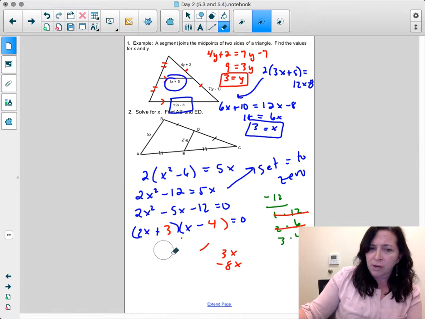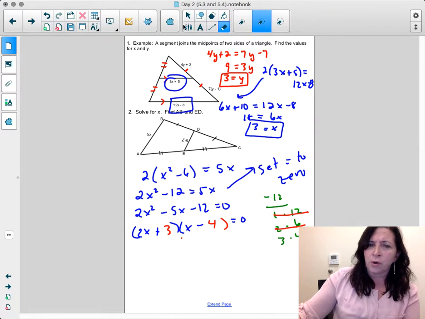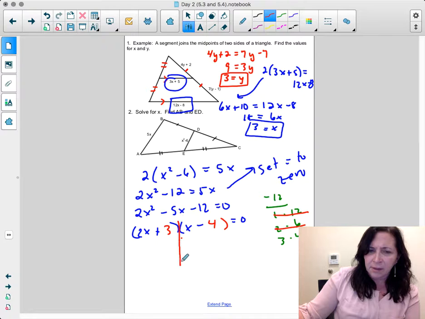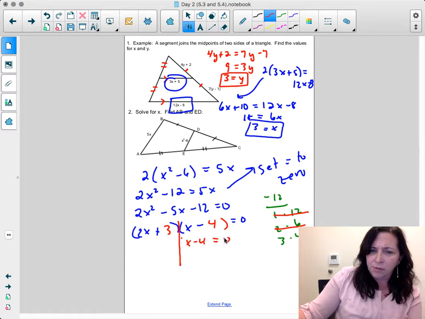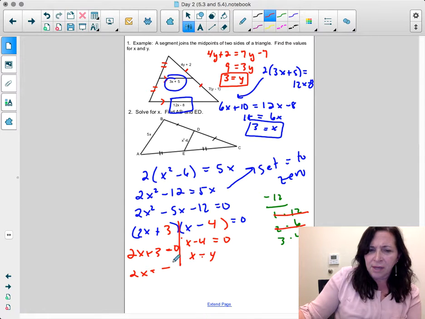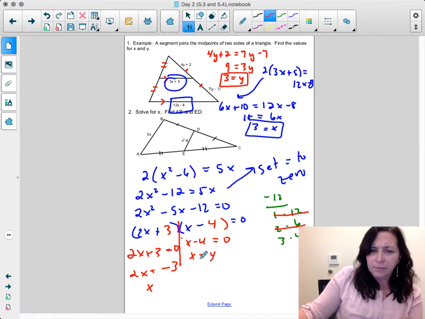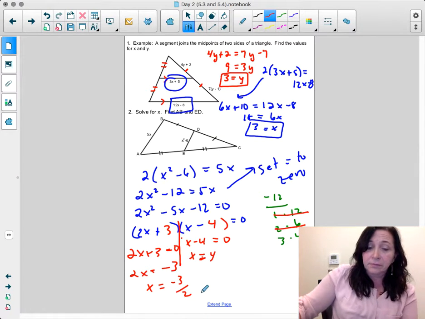And so what we're going to do now is we're going to split the answer up like this. We're going to get x minus 4 equals 0, x equals 4, 2x plus 3 equals 0, 2x equals negative 3, x equals negative 3 halves.